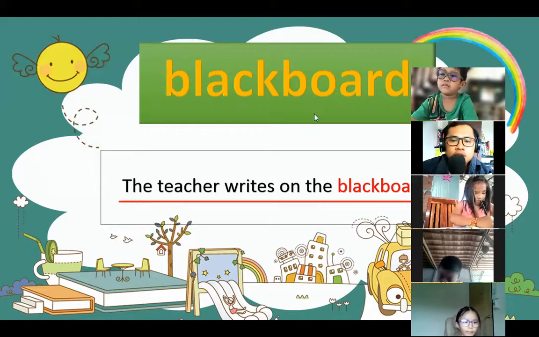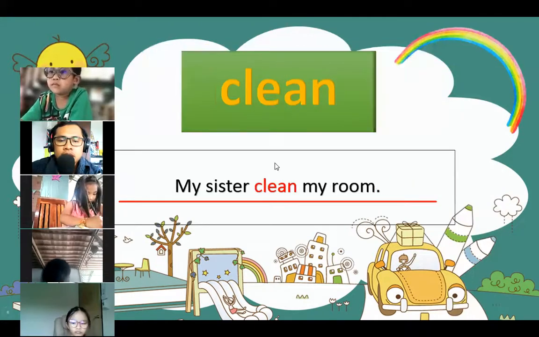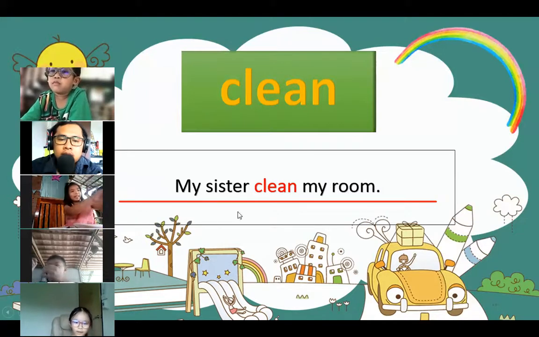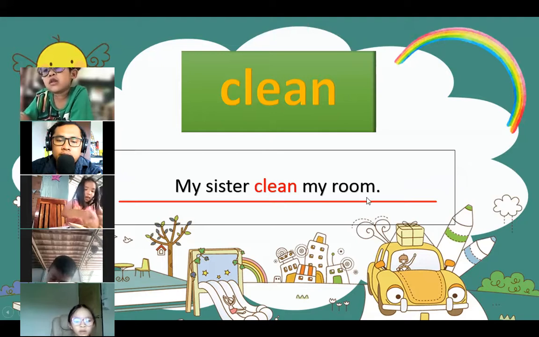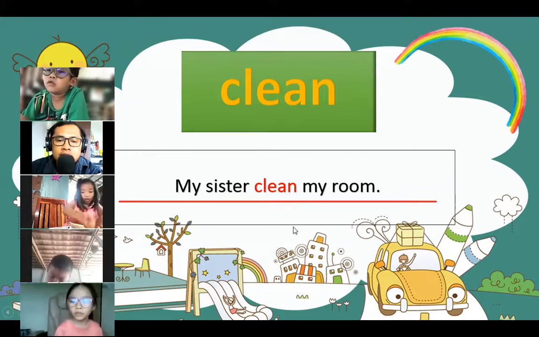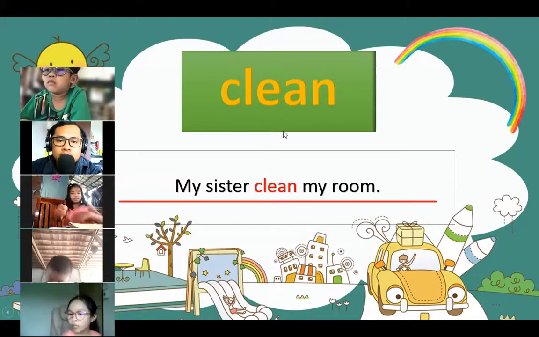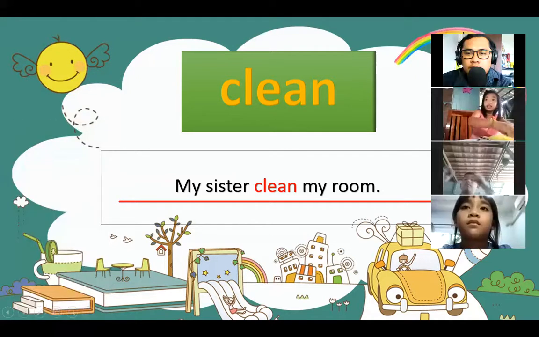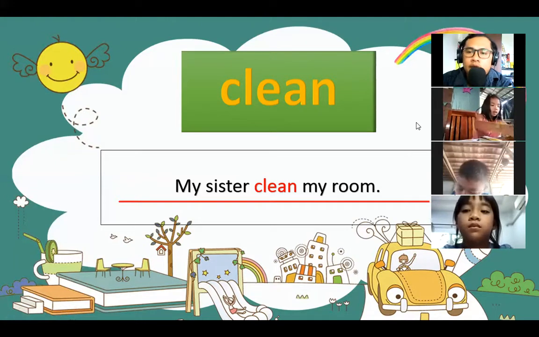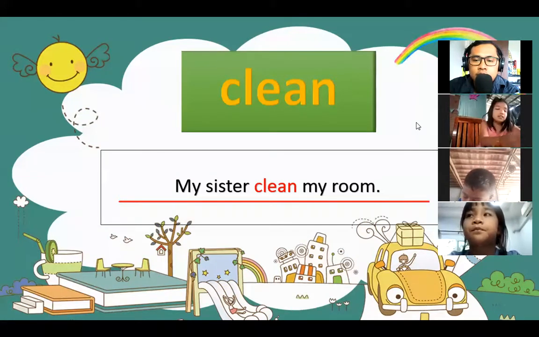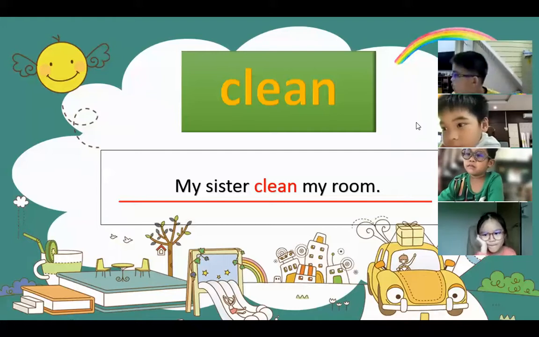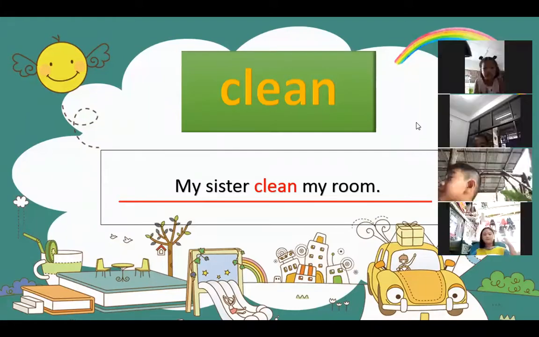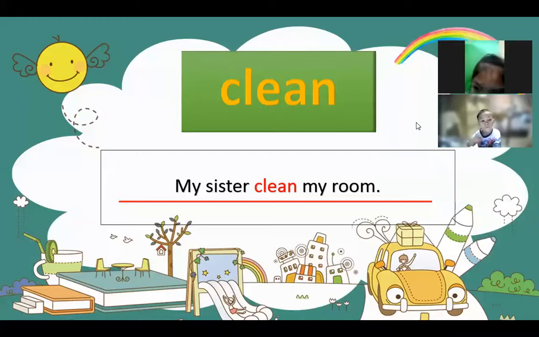Next is clean. Clean. My sister cleans my room. As a student, if you want to clean your room, what will you use? Of course, you will use a rag or a mop on the floor. Make sure you always keep your room clean, because if you don't, maybe many insects and cockroaches will come inside.